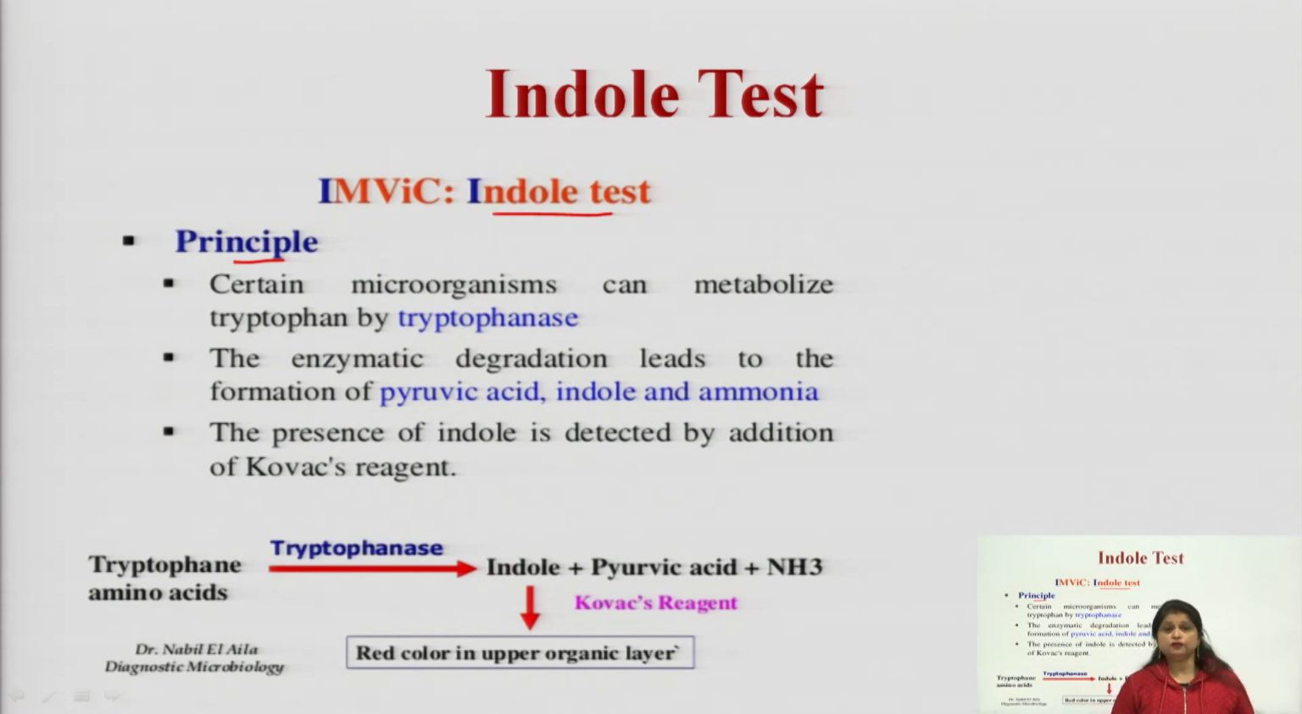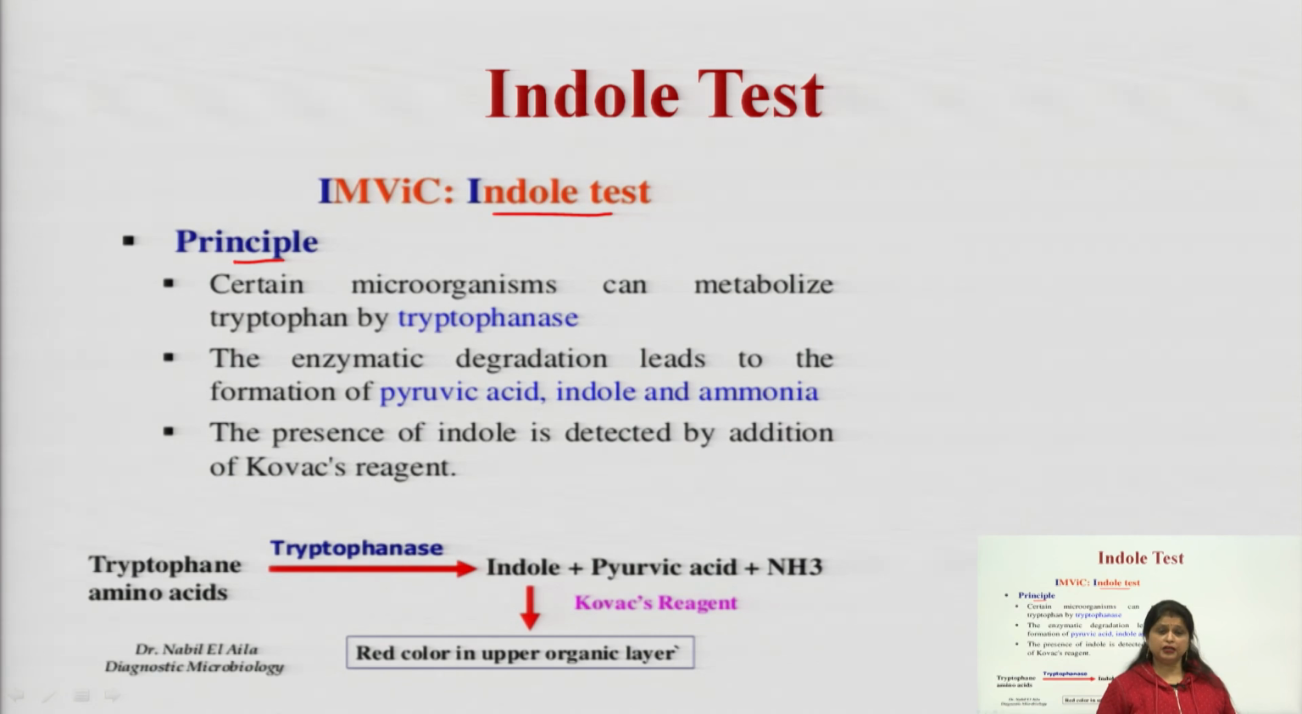What you need to do is prepare a broth which will contain tryptophan. In the lab, you can prepare a special type of broth containing tryptophan, and after that, whatever microorganisms we need to identify, we inoculate those bacteria within that broth. Once inoculated, you incubate the tryptophan broth along with the bacteria which you need to identify.